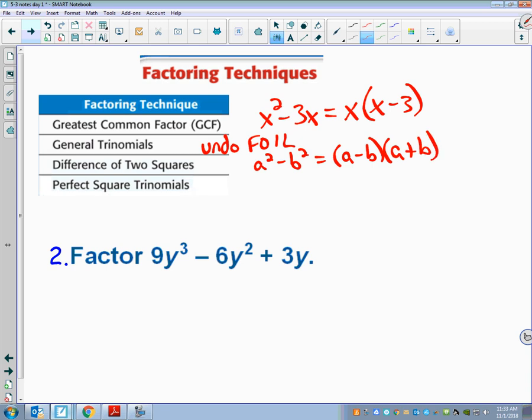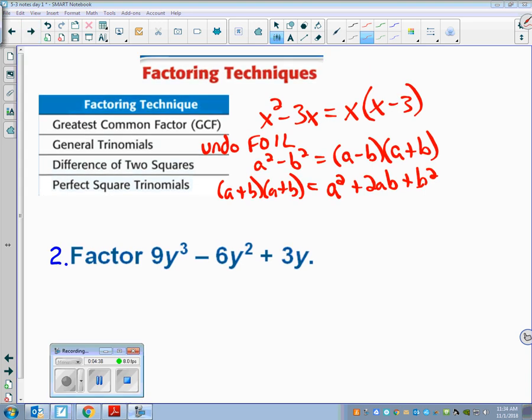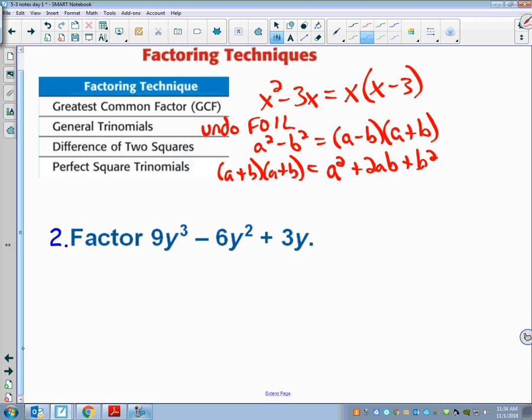And then perfect square trinomials. I don't really recognize this very often, but if you have a plus b times a plus b, every time that FOILs out to be a squared plus 2ab plus b squared. So if you notice that the front and the back are perfect squares, that might be a perfect square trinomial. So let's just practice. That's basically what we've got to do here, is review a whole lot of stuff.